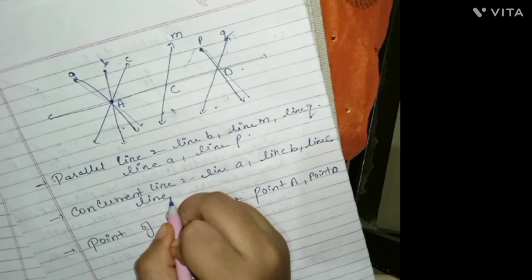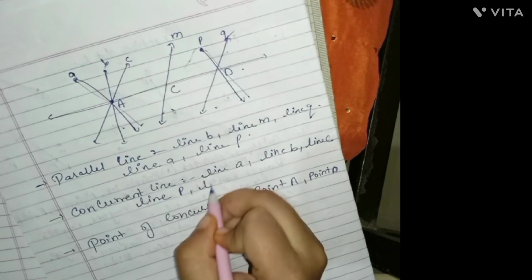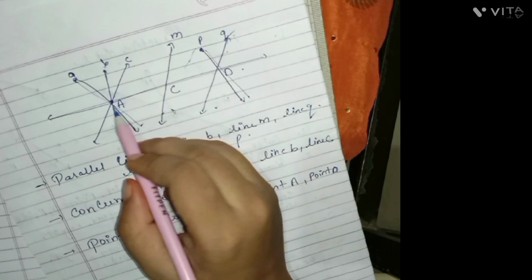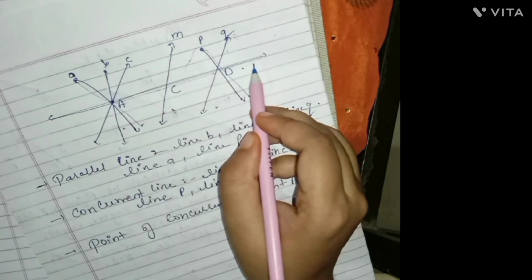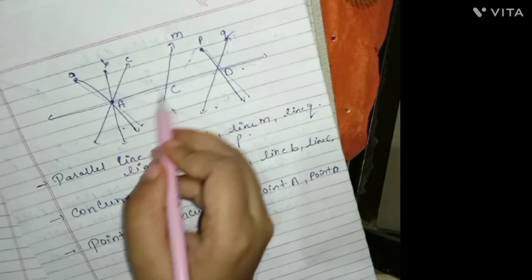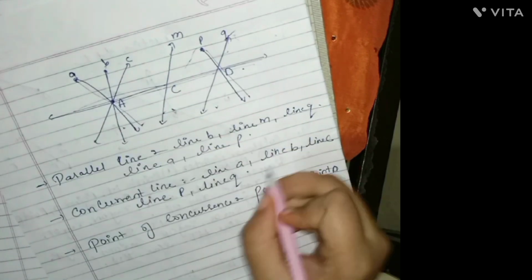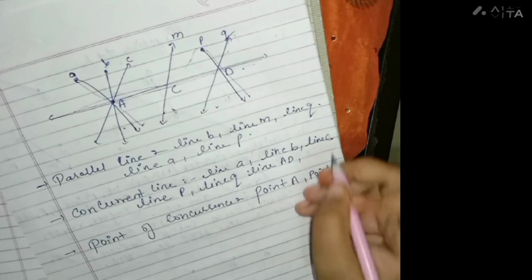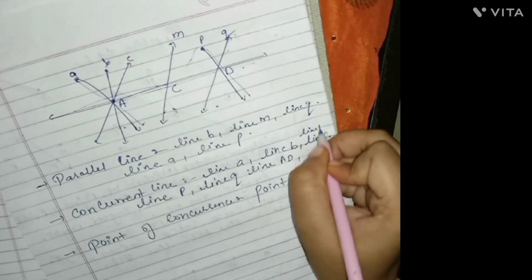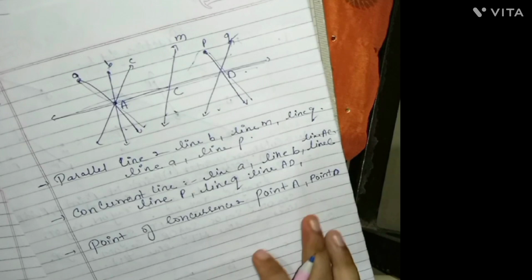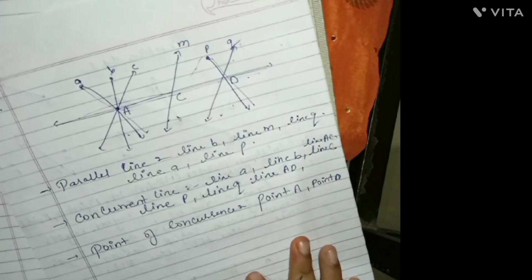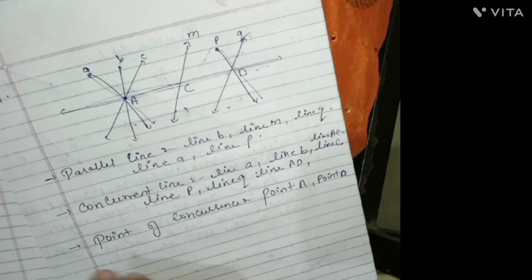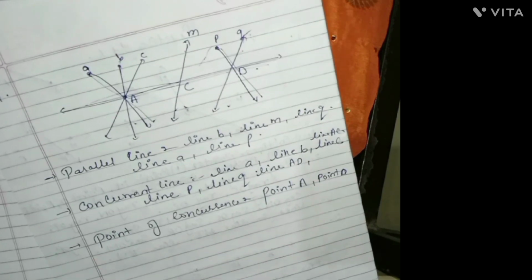Line P, line Q. Understood? And here line AD is also concurrent. Line AC is also concurrent here, so we can write line AD and here we write line AC. Understood? So here your practice set 1 is complete, and your 9th concept we will teach you today.